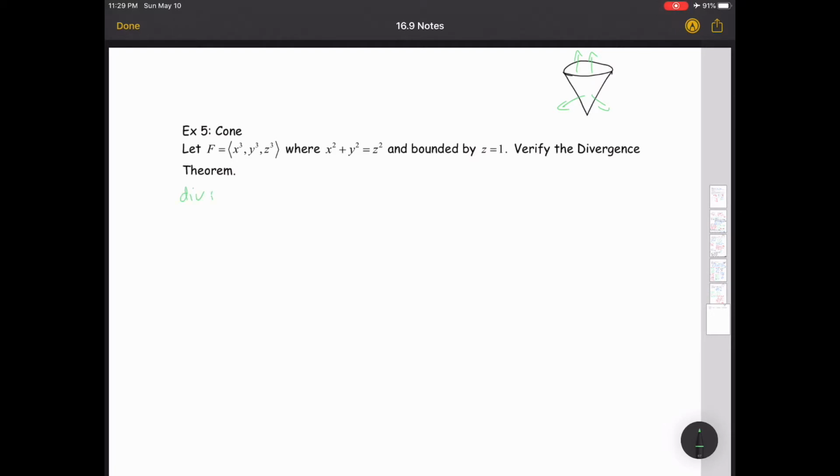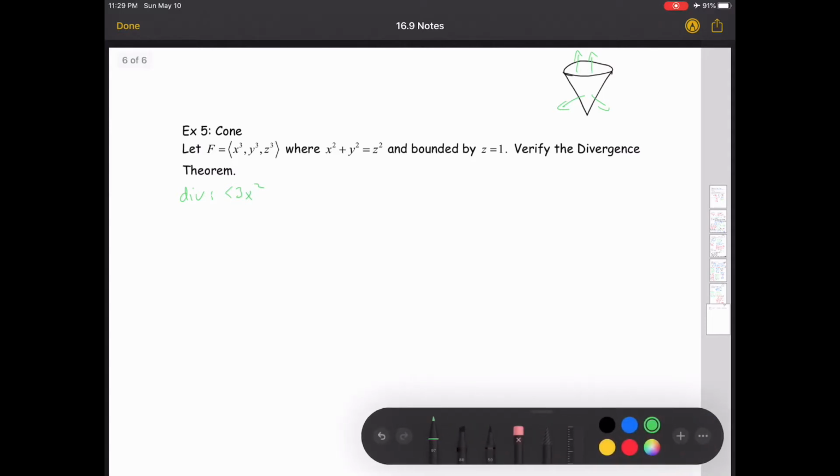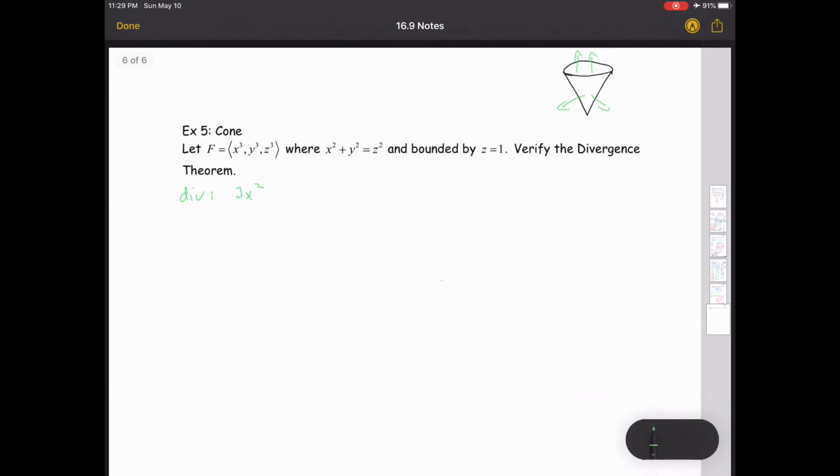The divergence of this thing. Remember that the divergence is the partials of each component. The partial of the first component is 3x squared. The partial for the second component is 3y squared. And the partial for the third component is 3z squared. All right, so we're going to rewrite that. I'm going to take the 3 out to the front, and what I have then is x squared plus y squared plus z squared.